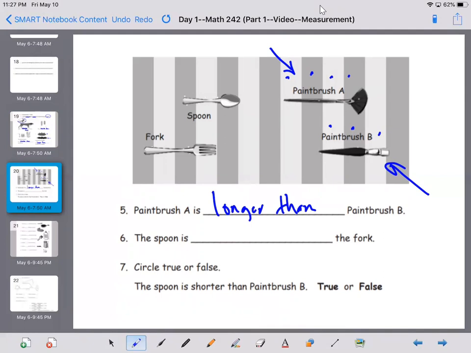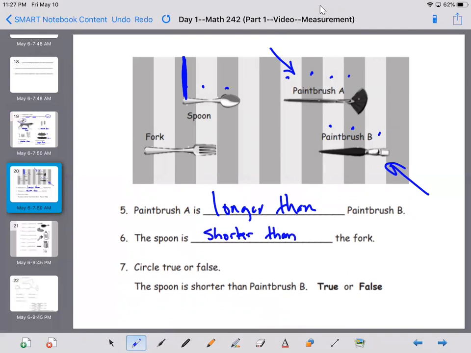When you look at the spoon in regard to the fork, so the spoon, 1, 2, maybe not quite 3, so 2.5. And that's terminology that you can use. Well, it's about halfway through this column here. If we're able to split that in half or divide it into 2 pieces, because you're going to start to have that conversation about fractions. And you would say that the spoon is shorter than the fork.